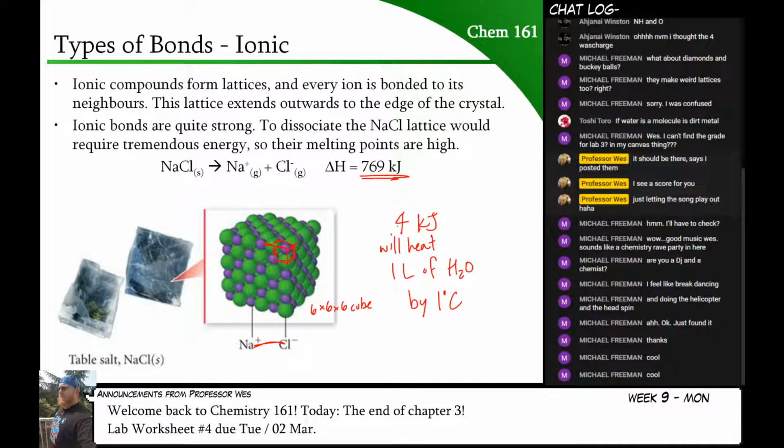So if you have a liter of water and you get it to boiling, to heat it to 100 degrees Celsius would take 400. So if you started at 0 and heated it all the way to 100, that's still not enough energy to dissociate 1 mole, which would be a little teeny tiny amount of salt. 1 mole of salt is only about 55 grams or so. So that's a lot of energy to tear all of this apart.